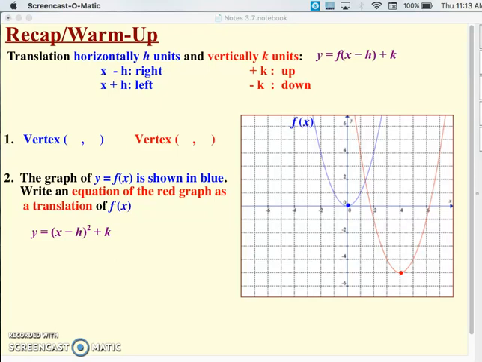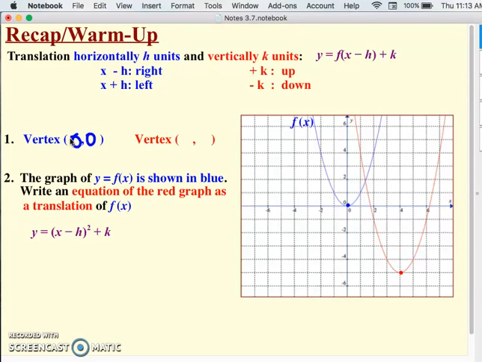So if you look at the blue graph, the f function, that's a 0, 0, which typically would be our starting point. So when we look at a graph that has no translations, no movements, it would be a vertex at 0, 0. Now you look at your other vertex, looks like we're at 4, -5. So remember, 4, -5 describes a movement. 4 is right 4, -5, down 5.